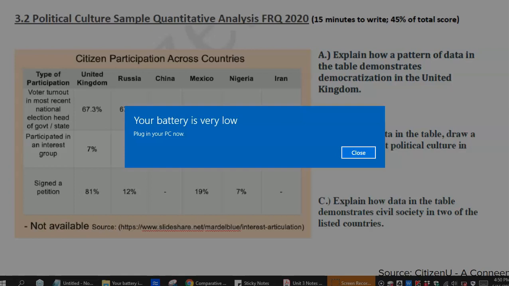My battery died. Okay, so explain how a pattern of data in the table demonstrates democratization in the UK. So, democratization, what have we talked about? Let's tie this back to civil society. They have one of the highest civil societies on the chart because, well, participation in an interest group, which of course is part of civil society, and signing a petition. Okay, so we do have political participation. So the fact that we have active political participation, I would focus more on that. High voter turnout doesn't always mean democratization.